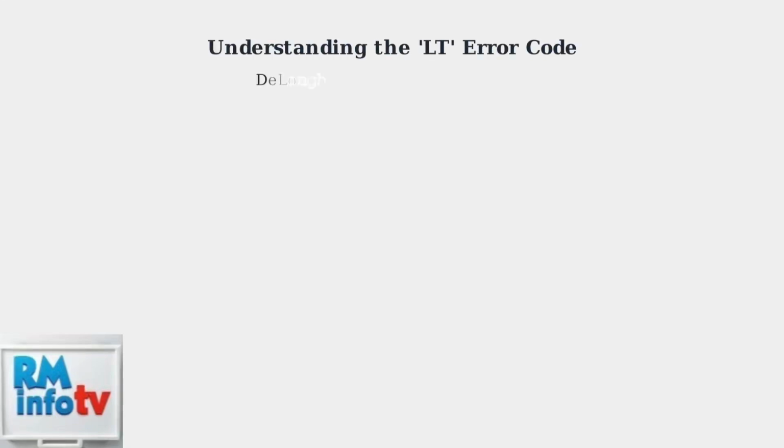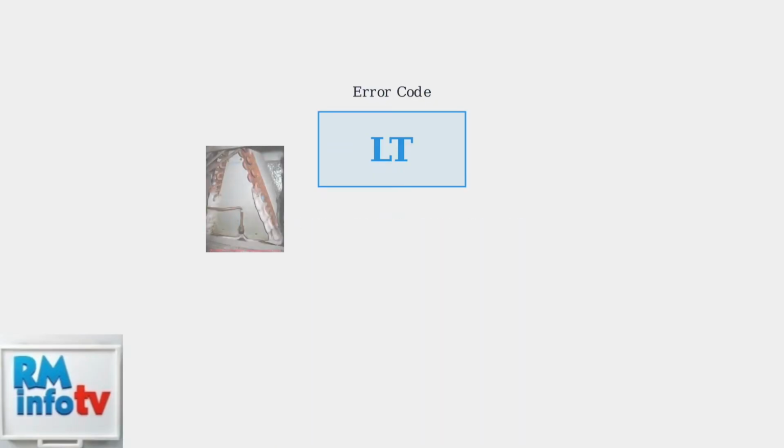When your DeLonghi portable air conditioner displays an LT error code, it's important to understand what this means and why it occurs. The LT error code stands for low temperature condition. This code appears when your air conditioner detects a potential problem with ice formation. When the unit detects conditions that could lead to ice formation on its internal coils, it triggers this low temperature warning.